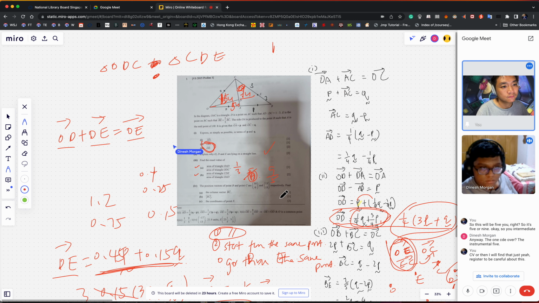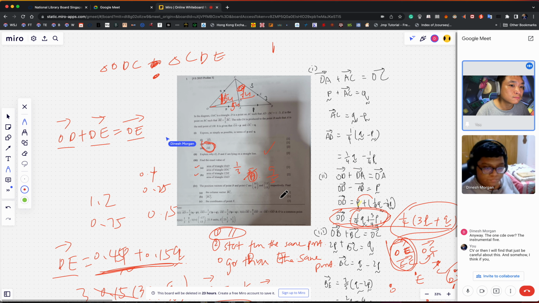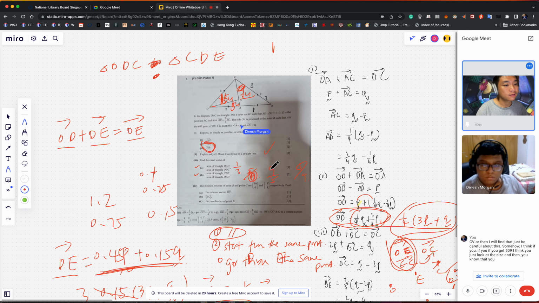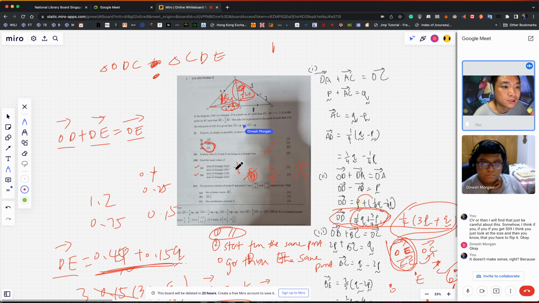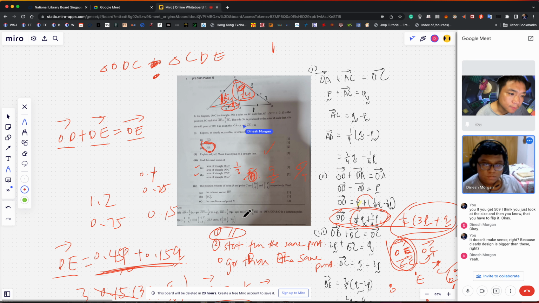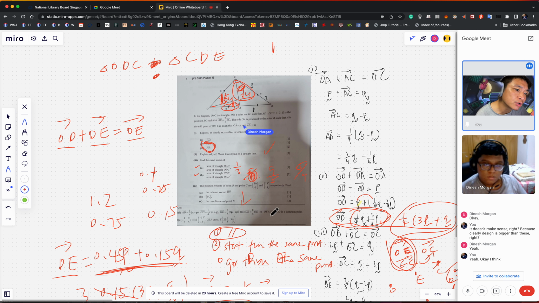If you get 5 over 9, you just look at the size and then you know that you have to flip it. It doesn't make sense, right? Because clearly this one is bigger than this. Okay, I think the rest should be pretty simple also.